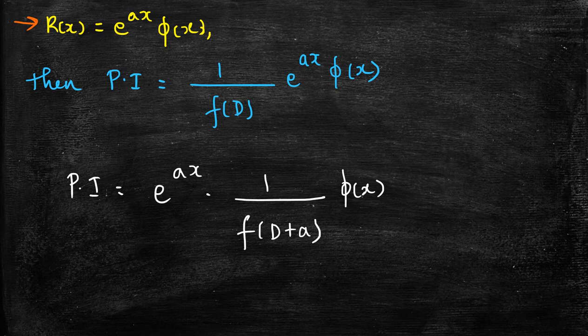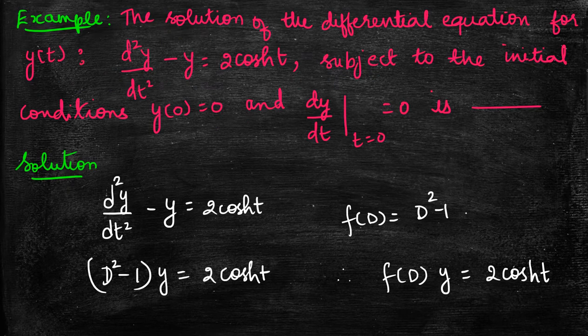I hope you get these steps. Write down all these steps in your formula notebook, and then let us see an example. We have a differential equation, and boundary conditions are given, and we have to find the solution. I can write this equation as d square minus 1 into y is equal to 2 cos ht, and my f of d is d square minus 1, and r of x is 2 cos ht.